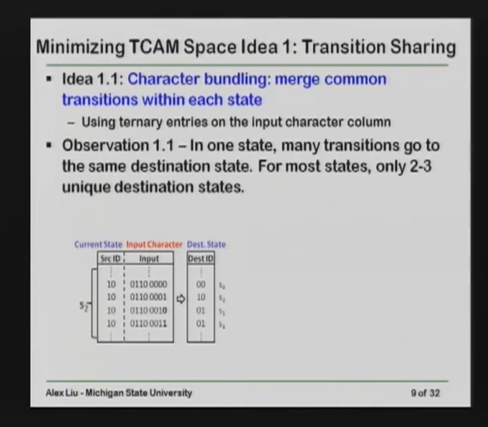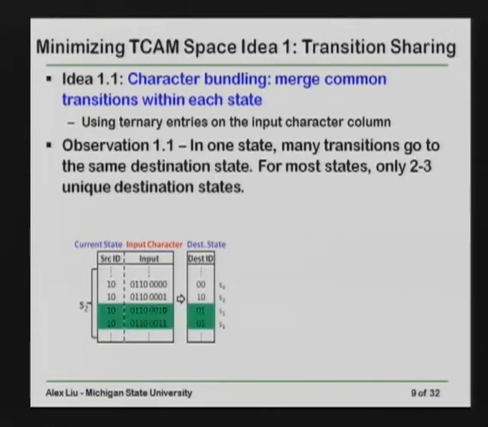We want to use the ternary entries on the input character column. So there are 3 columns, right? You have a current state column, and you have an input character column, and then the lookup result will give you the destination state ID. The observation is that in one state, there are many transitions that go to the same destination state. And actually our experiments show that for most states, there are only 2 or 3 unique destination states. So first I will use an example to show that this merging is possible.